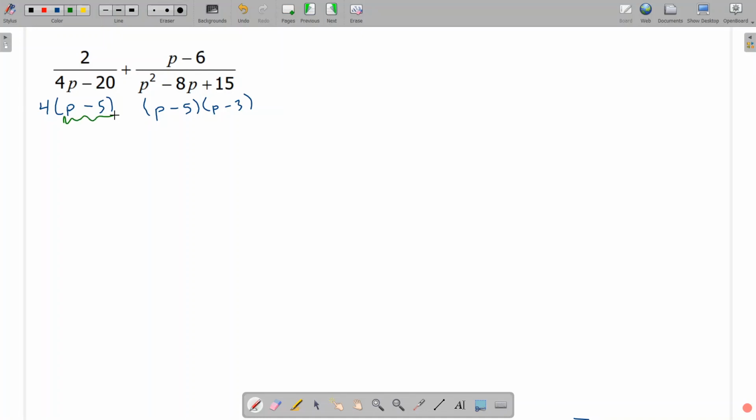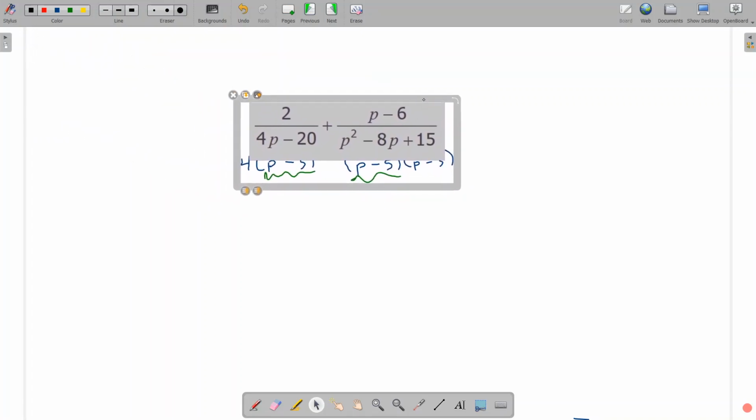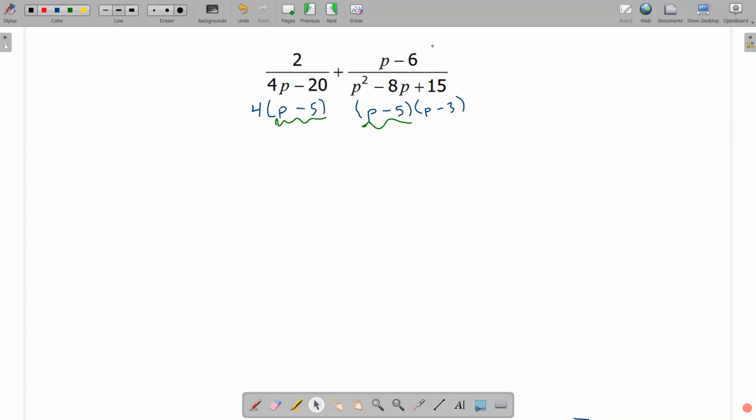So they do have something in common. They have these P minus 5s in common, but the one on the left has a 4, the one on the right has a P minus 3. So each of my rational expressions is going to need multiplied by something. Okay, let's see if I can move this all at once. Hey, there we go. So I am going to multiply, let's do it in red here, this one by what it's missing. And all it's missing is the 4. This one over here needs multiplied by the P minus 3.